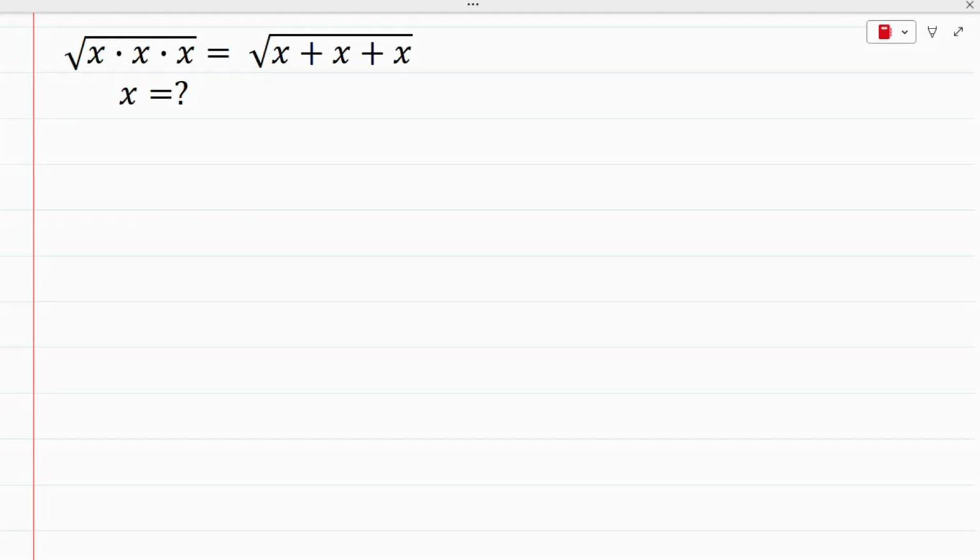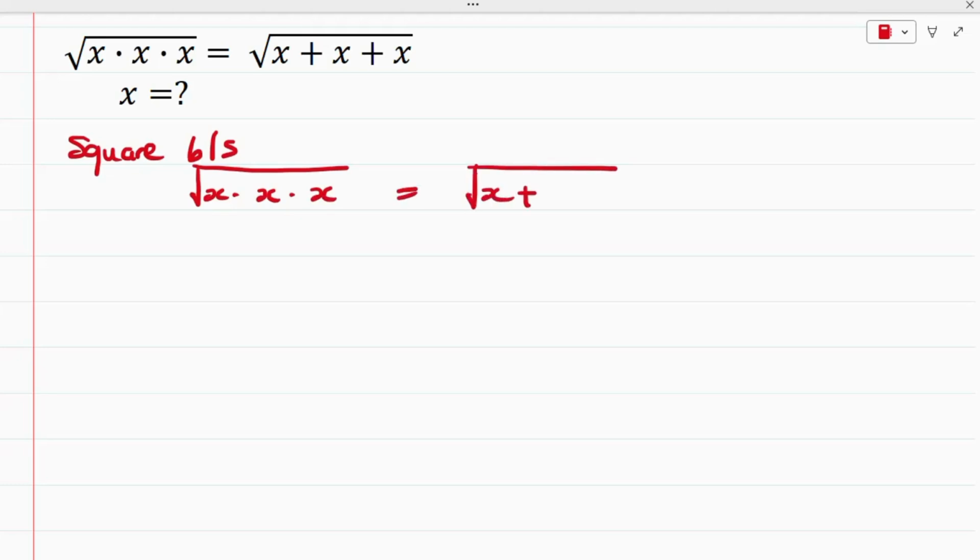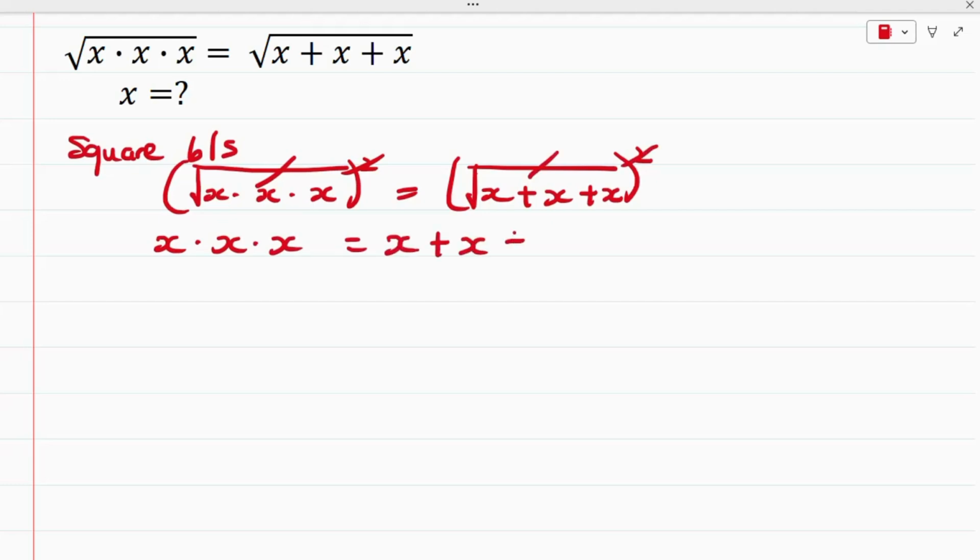So right here guys, in today's video we have this nice algebra problem and we are to find the value of x. The first thing we want to do is to simply square both sides. So we have the question given as the square root of x multiply x multiply x is equal to the square root of x plus x plus x. If we square both sides, this cancels out this, so we have x multiply x, which is equal to, this cancels out this, so we have x plus x.